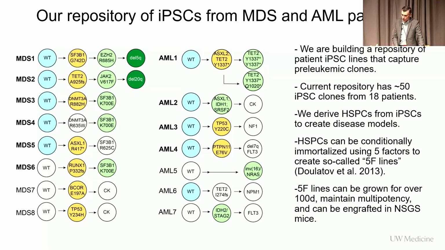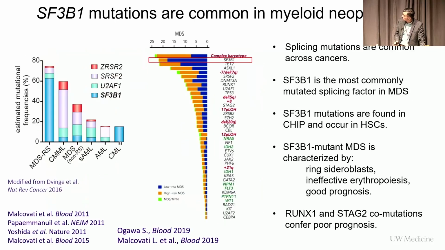Now we've established quite a repository of these different iPS lines from many different patients, capturing all of these intermediate clones. We're trying to make these available to the community, and I'll explain a little bit about how we can make these easily available to all of you.